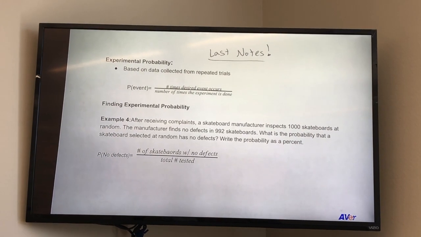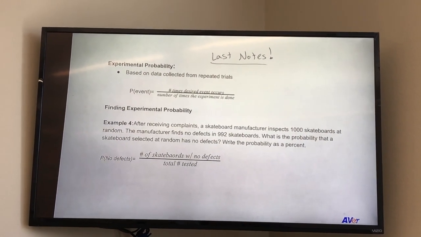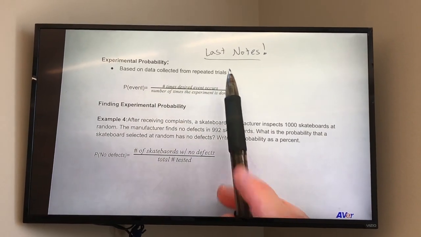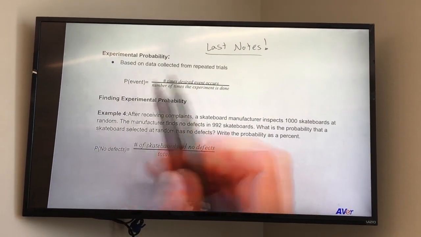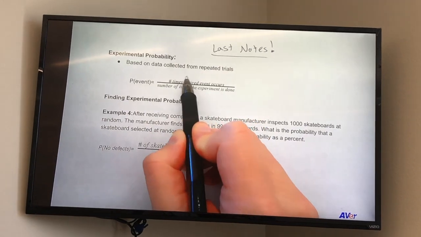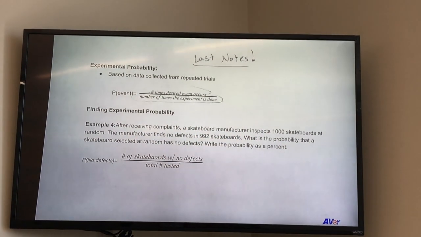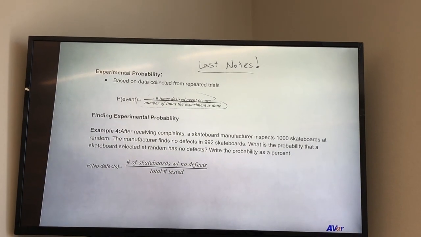Next, we're going to talk about experimental probability. For experimental probability, it's based on data collected from repeated trials. So the probability of an event is the same as before: the number of desired events over the number of times this experiment is done, or the total times done.